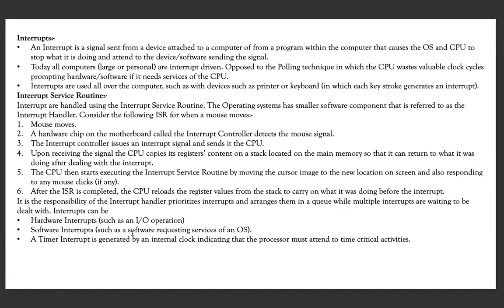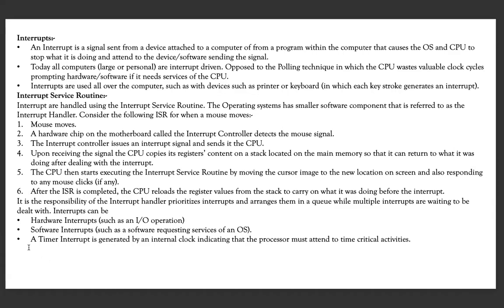Then there are software interrupts, such as software requesting services from an OS. For example, if I am using Microsoft Word right now and I hit Control S, which, if you are aware of this, means save the current work, I am sending a signal to Microsoft Word. Microsoft Word, which is application software, sends a signal to the OS, causing the current work to be saved in the hardware. So that's another type of interrupt, a software-generated interrupt.